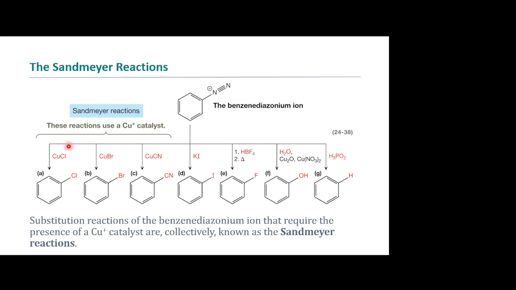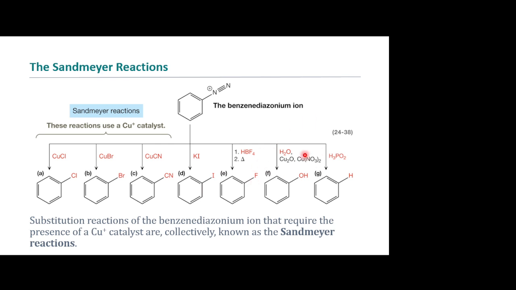You can do these with the copper plus catalyst, so copper chloride, copper bromide, copper cyanide. Add a bromide, chloride, cyanide onto your benzene ring. You can do this with potassium iodide, so you add an iodide on there. Look at that. You can even fluorinate it. Add a fluorine on it. HBF4 plus heat is going to give you the fluoride substitution. That's not normally something we could do easily, is it? Because fluoride has a very, very high electronegativity and has really, really dense negative charge around it, right?